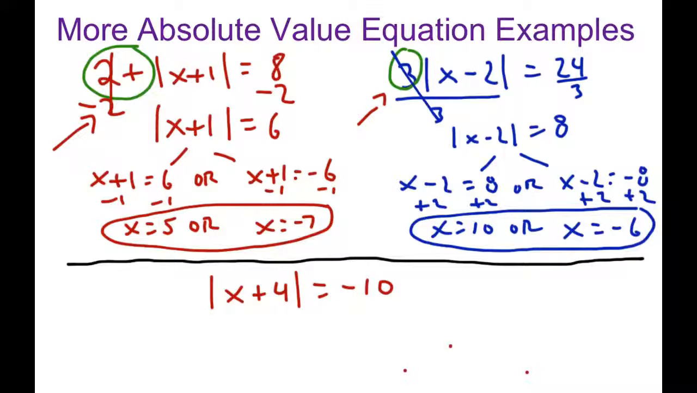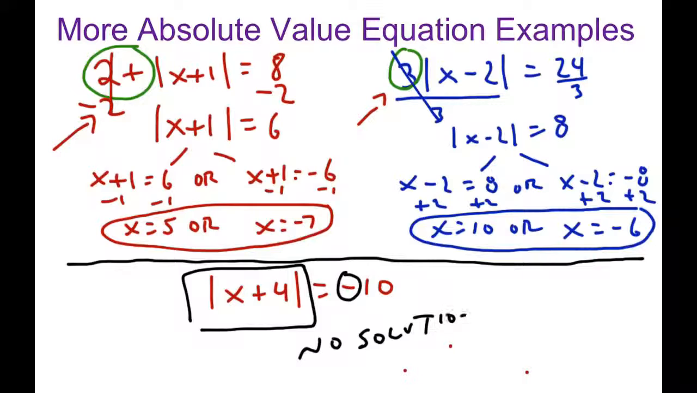Alright, here's the problem. You can't take the absolute value of anything and get a negative number. Okay, so for this problem, I'm not even going to break it up into two parts and try and solve it. I know that this can't happen. I can't take the absolute value of anything and get a negative. So right away, I'm just going to say no solution. And that will happen occasionally. So be prepared to see something like that.